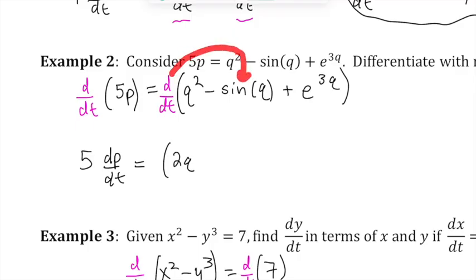Take the derivative of negative sine, and that's going to be negative cosine. Again, there's supposed to be a dq/dt here, but we're not writing it. And then finally, take the derivative of e to the power of 3q, which doesn't change it, but then the chain rule means we'll have to take the derivative of 3q.